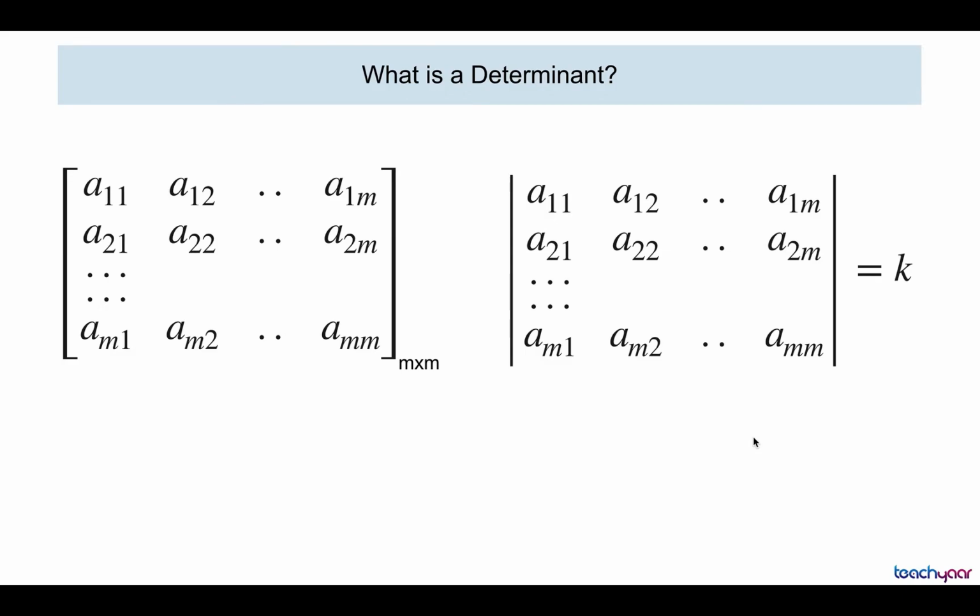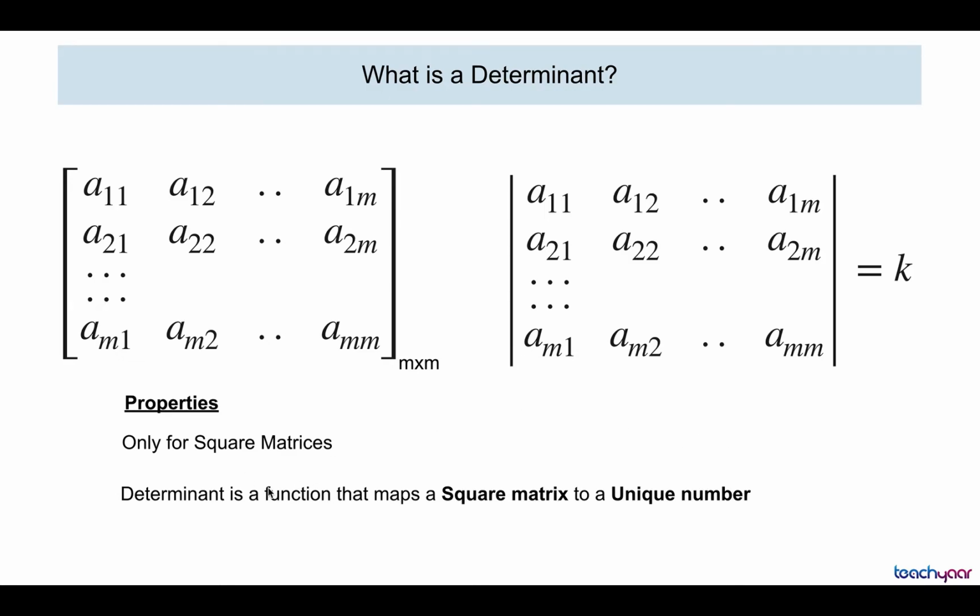So what a determinant is, it is a function that takes a square matrix and maps it to a unique number. And what you mean by that is every matrix has only one determinant. It does not mean that 2 matrices cannot have the same determinant. They can, but this particular matrix can only have one determinant. That's what I mean by this. And we've already seen that it's only applicable to square matrices.